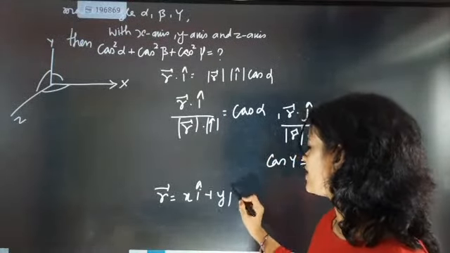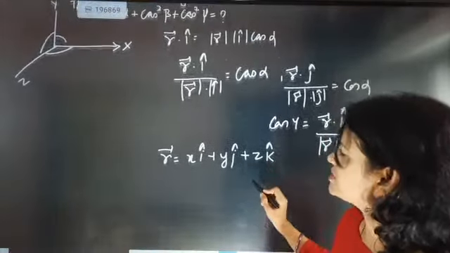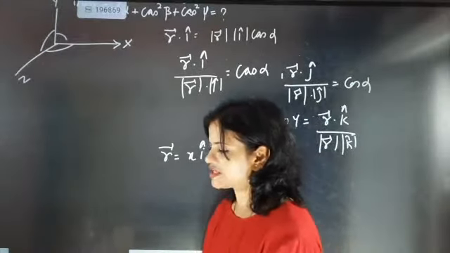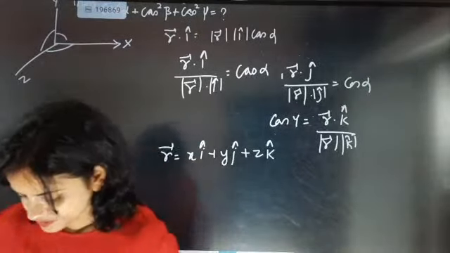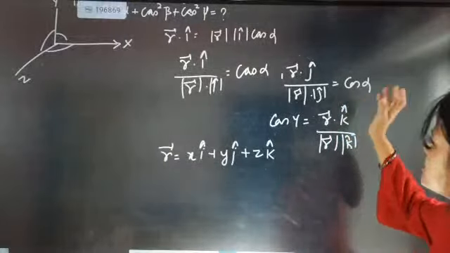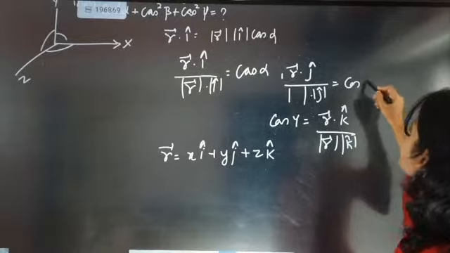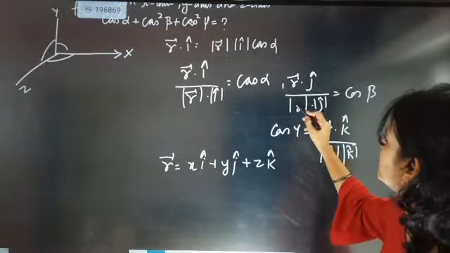xi plus yj plus zk. We write like that. Is it possible? Cos beta, the j part is coming, na? R vector, written beta. Cos beta, okay. Cos beta is coming here and it will be exactly the r vector there.